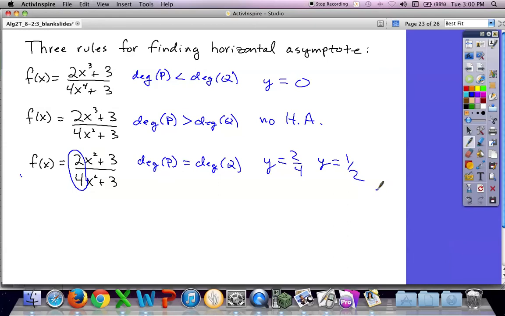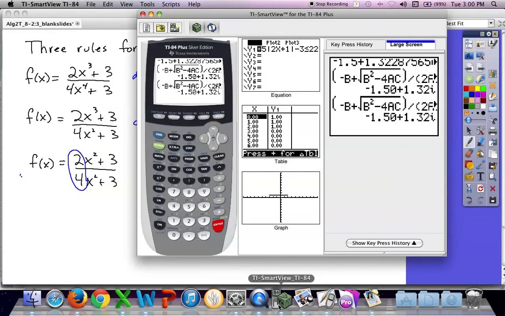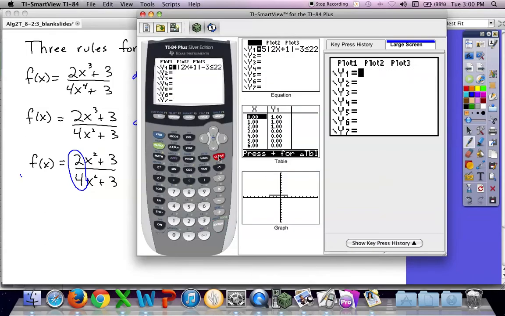Now, there is another way around this, which I think might actually help, because we don't really know quite how they're going to ask the question. But let's say I wasn't sure what the horizontal asymptote of this function is. Or what if they gave you this and asked, what's the end behavior? Well, then you could go to the calculator and put that in. Y equals, clear. Make sure we use parentheses where needed.